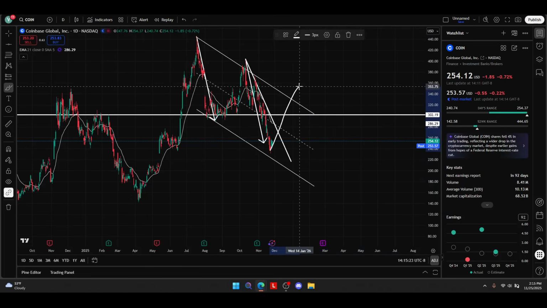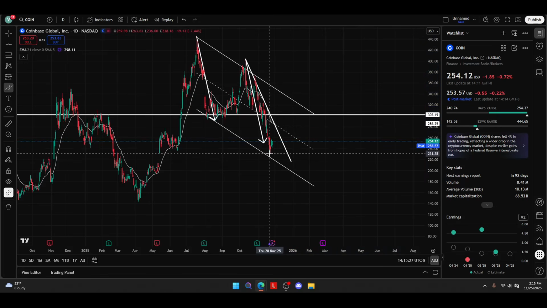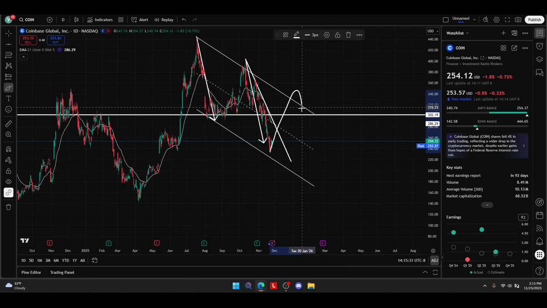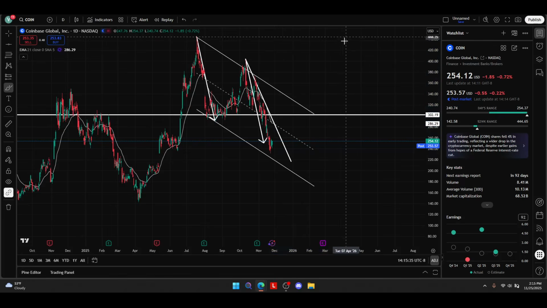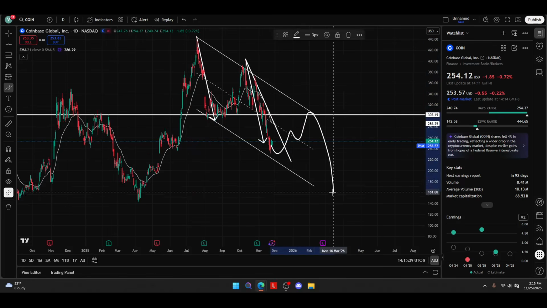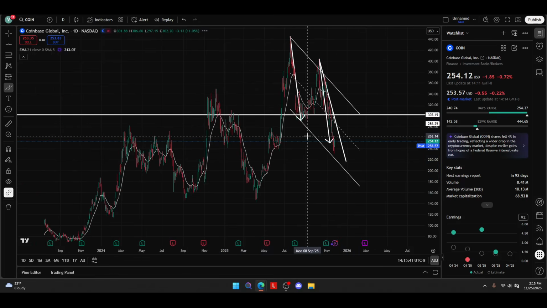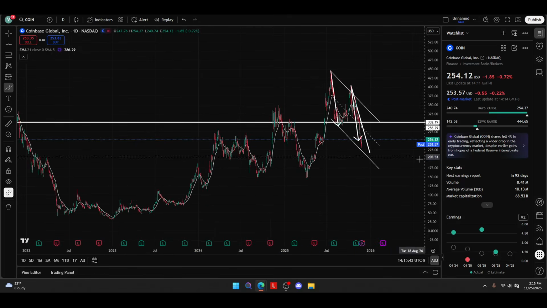We need to break above that, break through that trend line, and see a sustainable move up. That would be the bullish case: a nice move up, pull back, hold for support, and then rally, right? That's the bullish case, which I think is unlikely looking at the structure right now. It looks like we might just do two legs back for another leg down because of the structure. So overall, looking bearish for Coinbase.